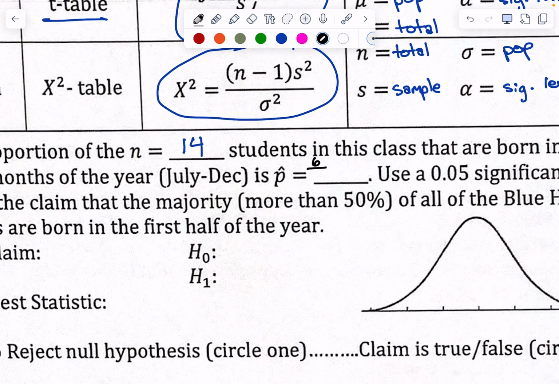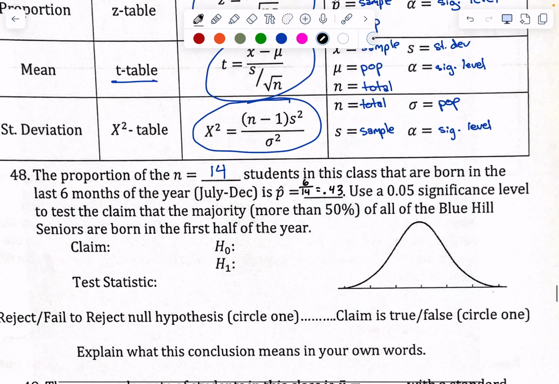P hat will be 6 over 14, which is what percent? I don't know, my calculator's dead for the day. My brain is fried. 0.4 or something? 0.43. Let's go 0.43, we'll make it easier on ourselves. Okay, P hat is 0.43, 6 out of 14. There we go. Use a 0.05 significance level. I'm going to put that down here.